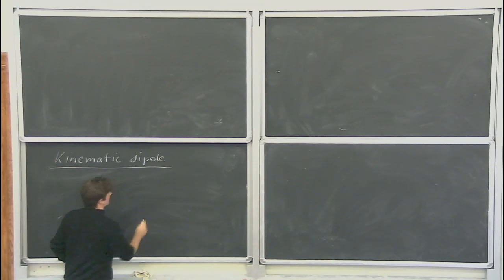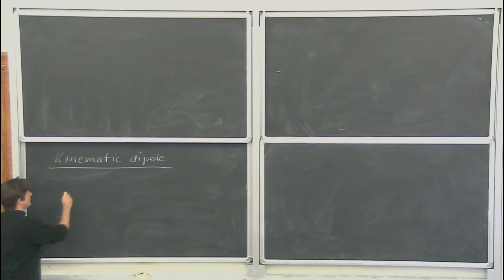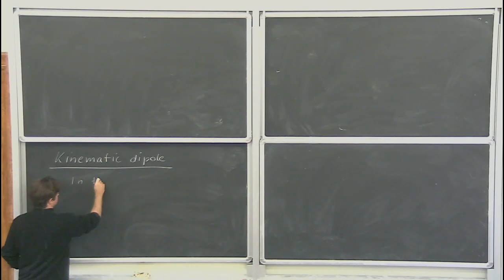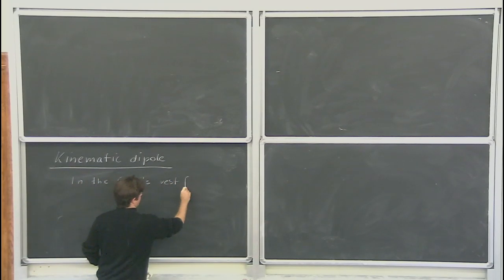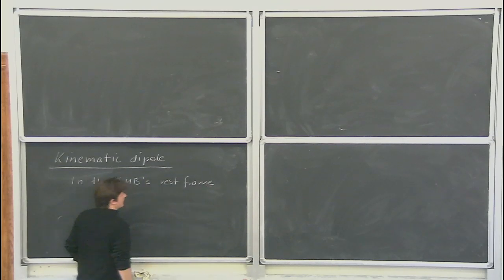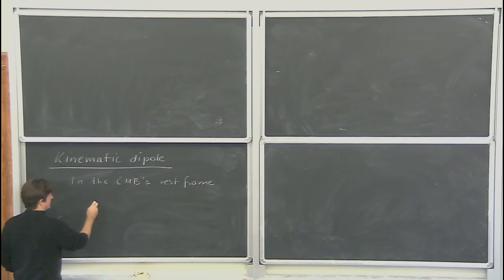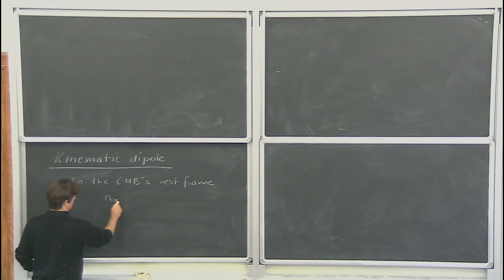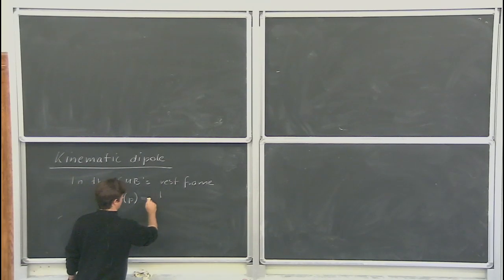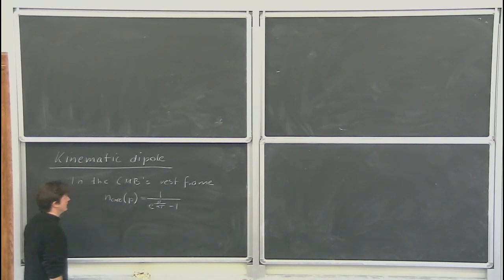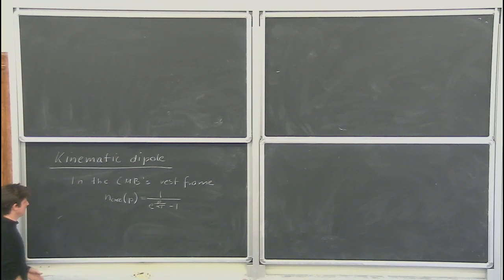And what we discussed in the last lecture was that in the CMB rest frame, the spectrum, or in this case, I'll work with the occupation numbers because they're Lorentz invariant. The occupation numbers, as a function of the photon momentum, is well described by the black body spectrum. So it's e to the p over kT minus 1. But we're unlikely to be in this rest frame.